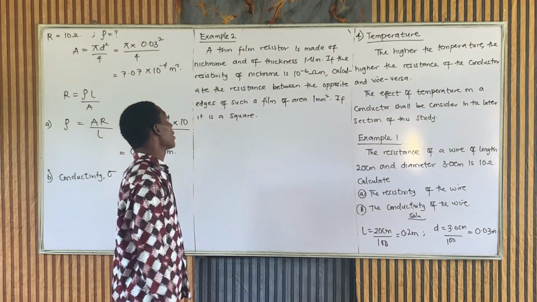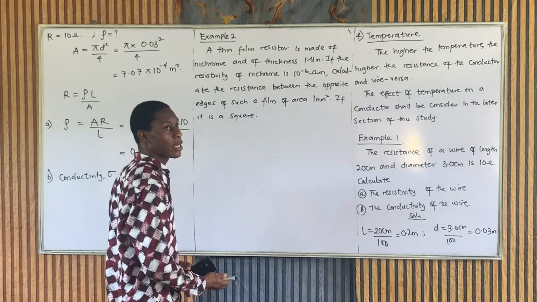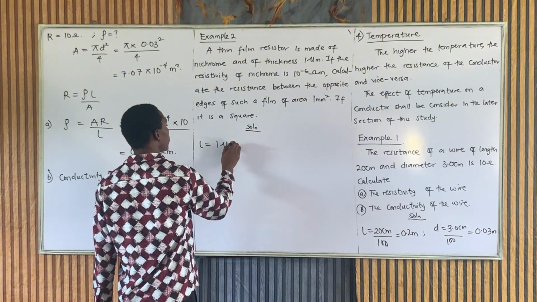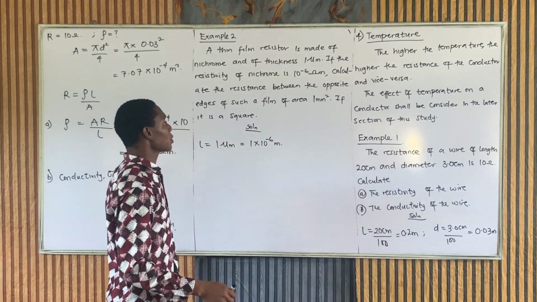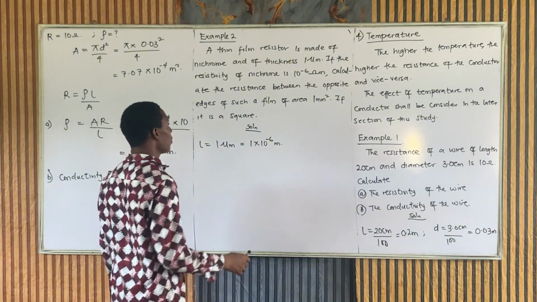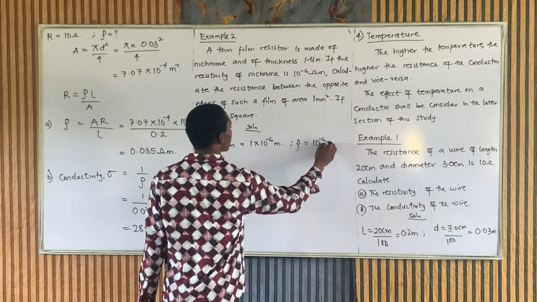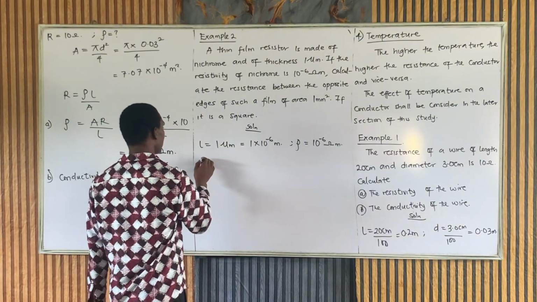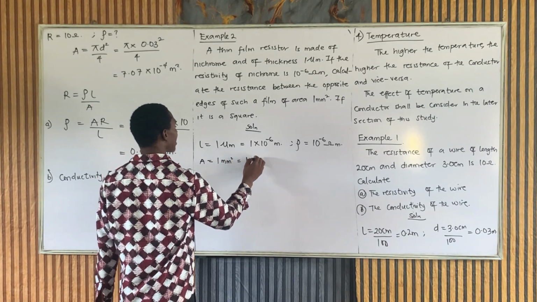Example 2. A thin film resistor is made up of NiCr and of thickness 1 micrometer. So, first of all, the thickness is the length actually, 1 micrometer, and that's 1 times 10 raised to the power minus 6 meters. Calculate the resistance between the opposite edges of such a film of area 1 millimeter square. So, we are given the resistivity, firstly, also as 10 raised to the power minus 6 ohm meter. The area is given as 1 millimeter square, which is 1 times 10 raised to the power minus 6 meters square.